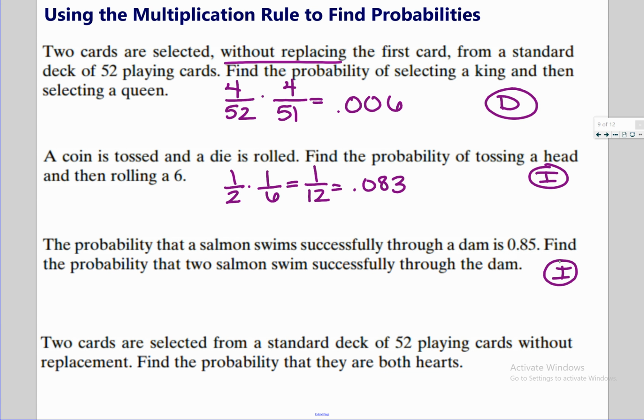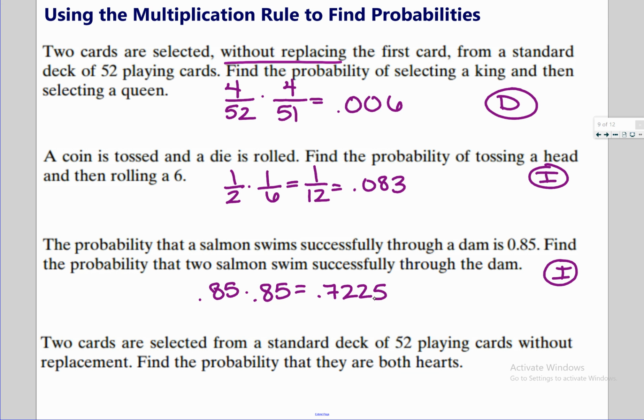If they're independent of one another, you just calculate the probability of each of them and then multiply those together. So salmon number 1 has a 0.85 chance, salmon number 2 has a 0.85 chance, multiply them together, and that's the probability that both of them will get through. Okay, so 0.85 times 0.85, I get 0.7225. I don't have to round that one.